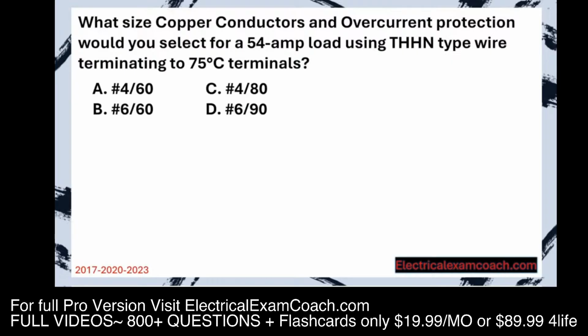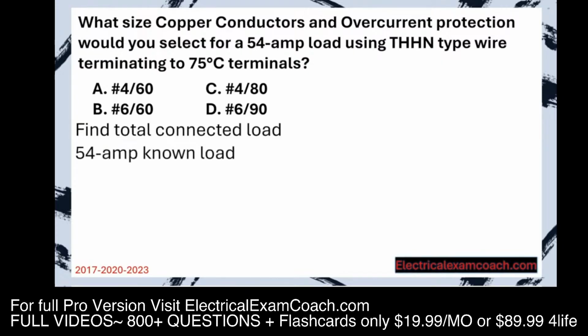What size copper conductors and overcurrent protection would you select for a 54 amp load using THHN type wire terminating to 75 degree C terminals? Step 1, we're going to find our total connected load. In this case, we have it. It's 54 amps. But we must check for demand factors.